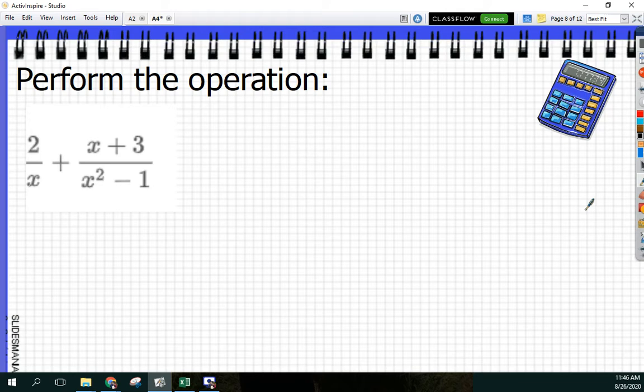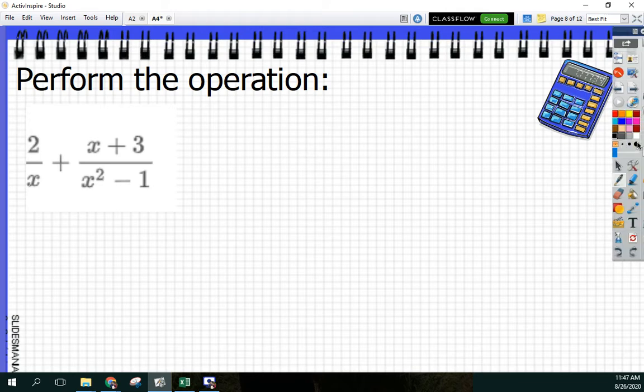So I'm going to go ahead and pretend like y'all have never seen adding or subtracting rationals. And we're going to go forward from there. So notice that I have two rationals. I have 2 divided by x plus 3 divided by x squared minus 1. Now that looks a little intimidating right off the bat.